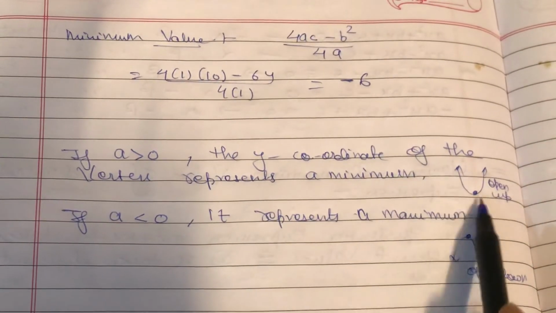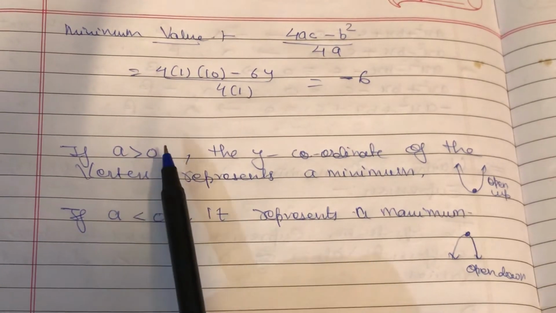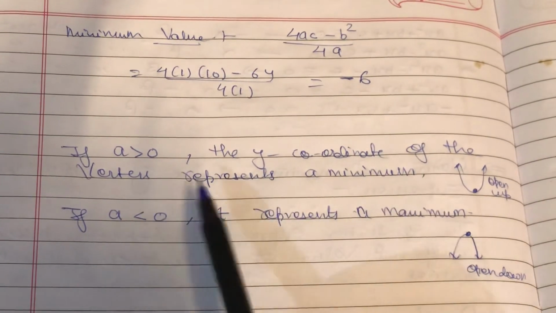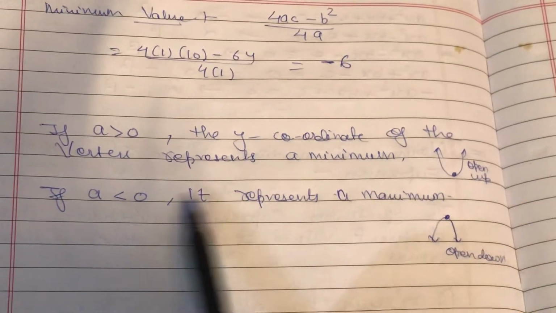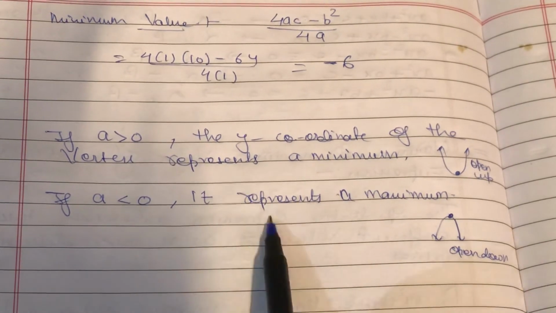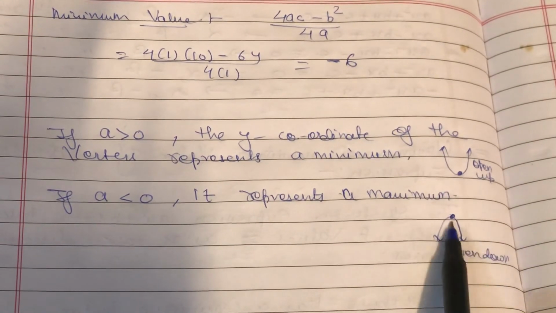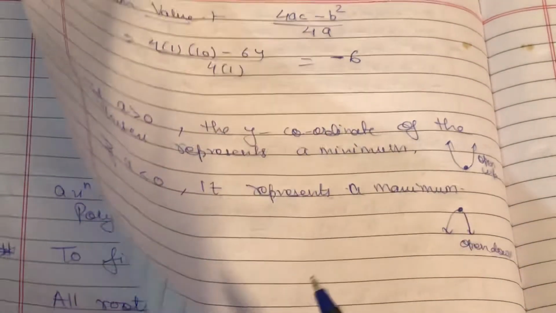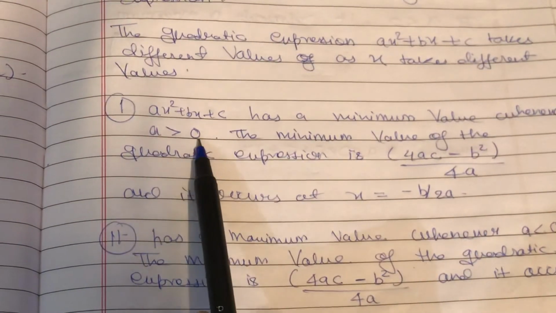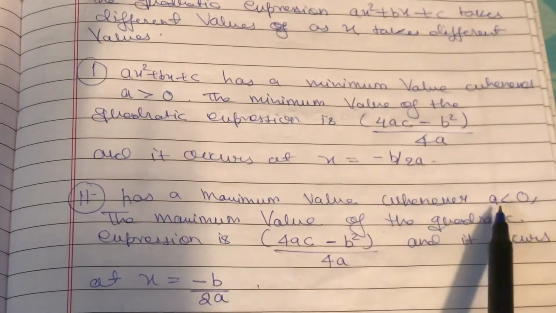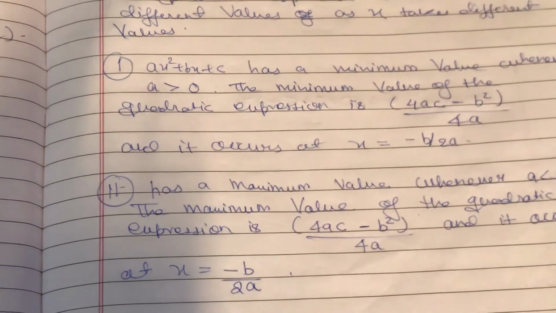Graphically also, this is the graph of a parabola. If a is greater than 0, then definitely the y coordinate of the vertex represents a minimum value, and this is an open up graph. If a is less than 0, it represents a maximum value, and this is an open down graph. So these are the natures of the graph for maximum and minimum value. Also, definitely for minimum value, a should be greater than 0, and for maximum value a should be less than 0, right? In that case we'll get the maximum and minimum value. So these are the criteria.